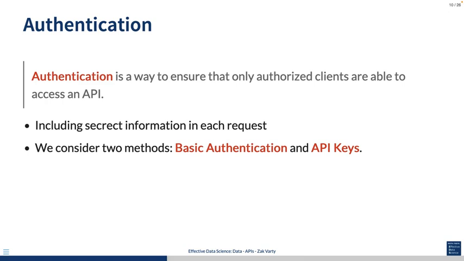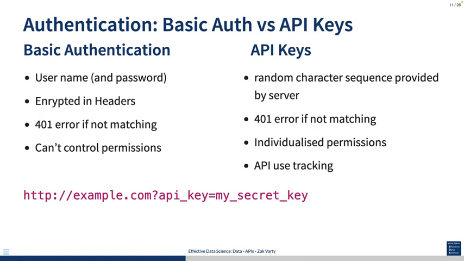This secret information allows the API server to validate the authenticity of this user before it authorizes any request that they make. There are several different ways of doing authentication, and here we'll cover two methods. First, basic authentication, and then API keys. Let's focus on basic authentication first. This involves each legitimate client having a username and a password for the API.